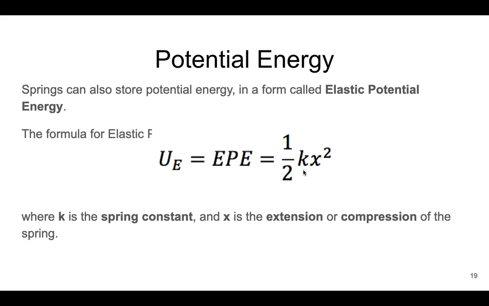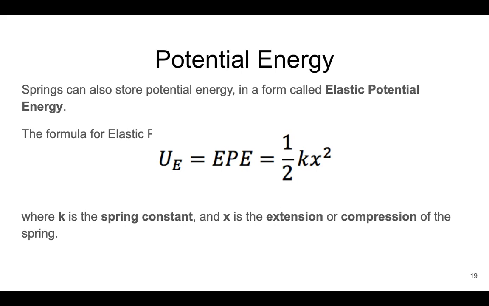Our formula for this, EPE, is equal to 1/2 kx squared, where k is the spring constant. This is just a number that tells you the stiffness and the strength of your spring. It will have units of newtons per meter. If your spring is very strong and it takes a lot of energy to compress or extend it, your spring constant is going to be very big. Think of a giant spring like you might find on the shocks of an old truck. A big, thick spring will have a very high spring constant k. If you think of a slinky, a very weak spring, that's going to have a very small spring constant k.